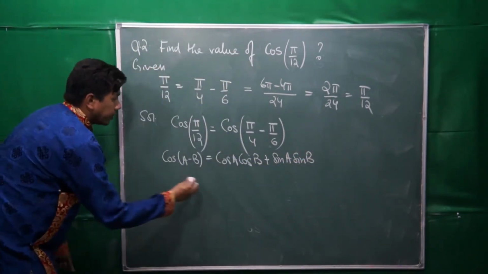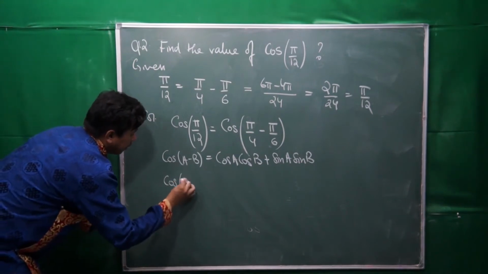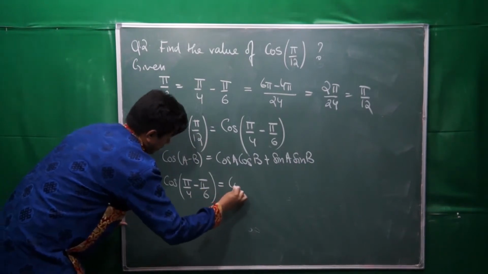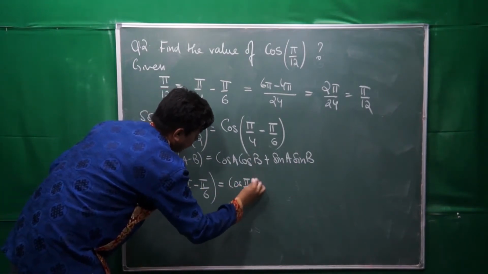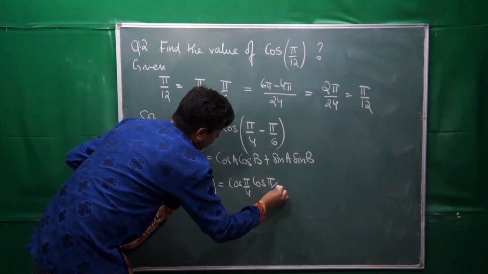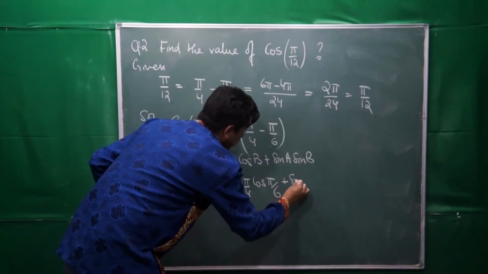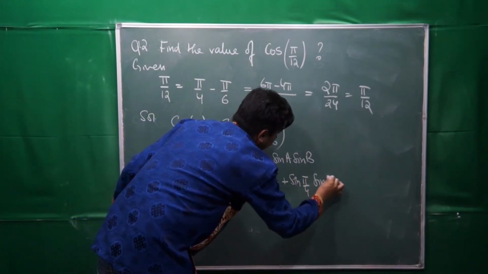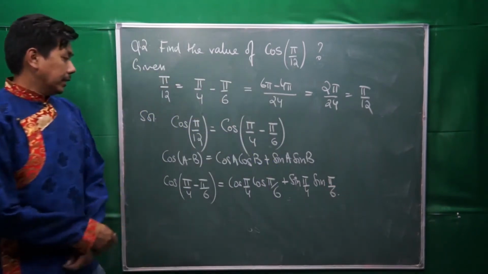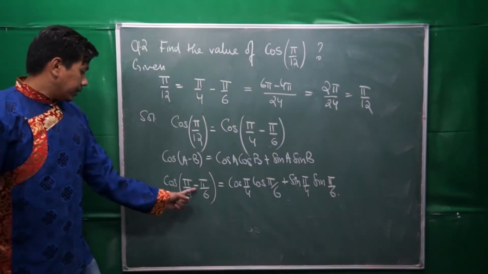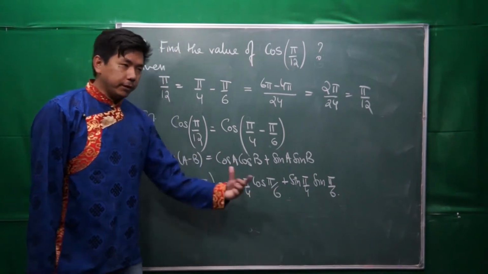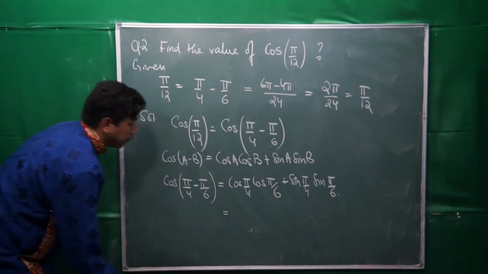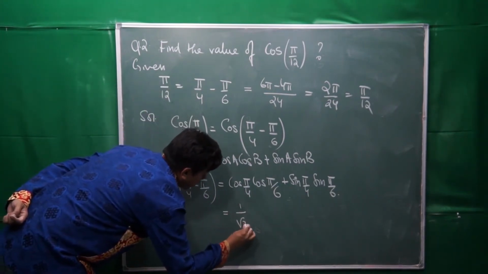Okay, simple. So we can write cos of pi by 4 minus pi by 6 equals cos pi by 4 cos pi by 6 plus sine pi by 4 sine pi by 6. Simple. Here the sign is negative, that means it is going to become positive, if you remember the formula. So this is going to give you cos pi by 4, cos 45, is 1 by root 2.